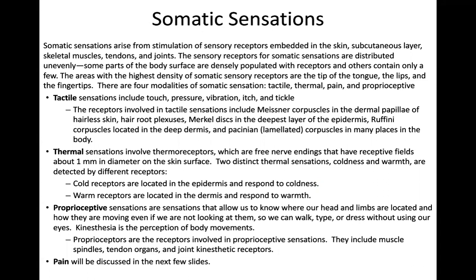We've already talked about this, but sensory receptors for somatic sensations are distributed unevenly. In other words, some parts of the body are densely populated with receptors. Others contain only a few. You know, going back to like the tip of our finger versus our upper back. Areas with the highest density of somatic sensory receptors are the tip of our tongue, the lips, and the fingertips. Four modalities or four types of somatic sensations exist. Tactile include touch, pressure, vibration, itch, and tickle.